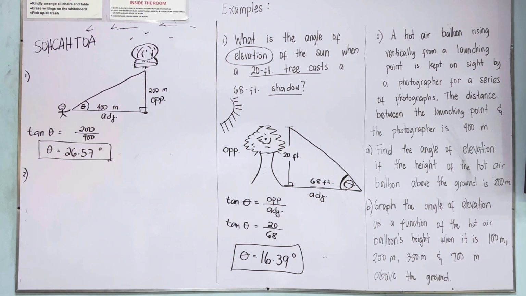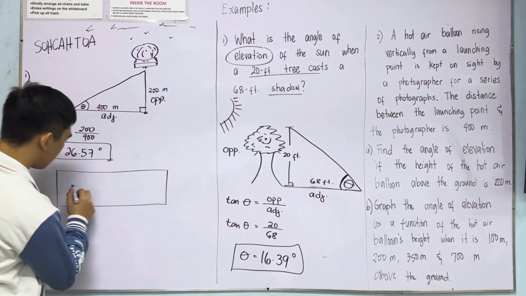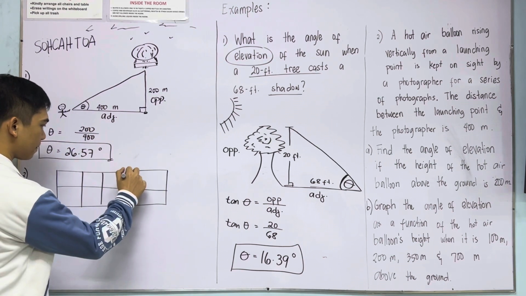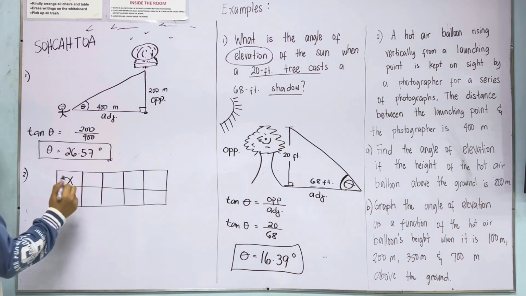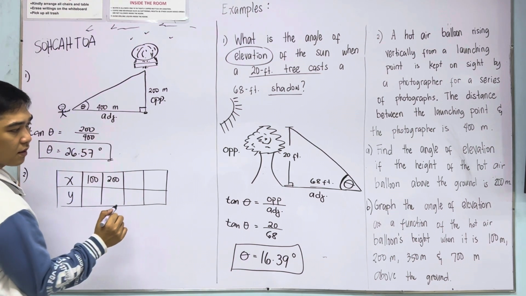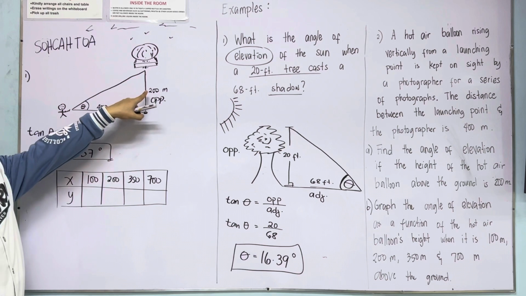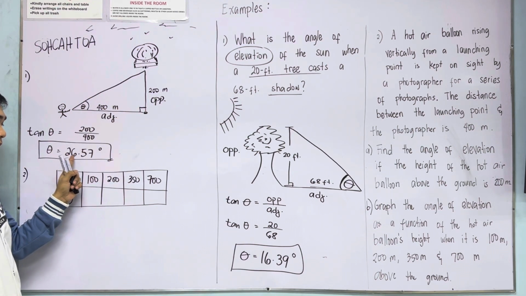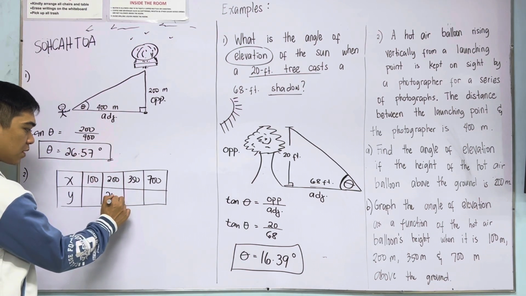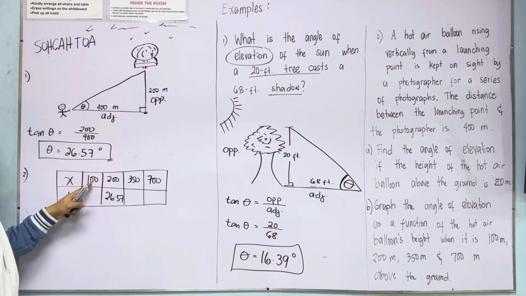Paano naman yun? Gagawa na tayo ng graph. So, pag function, gagawa na tayo ng ganito. X, Y. So, ang X given natin ay si 100, si 200, 350, and 700. Now, nakuha na natin yung sa 200, di ba? Ang sa 200 natin, 26.57. So, isulat natin dito, 26.57.